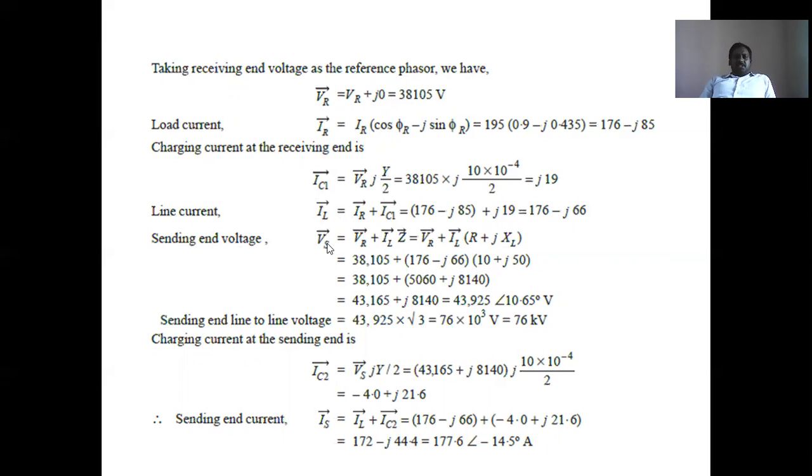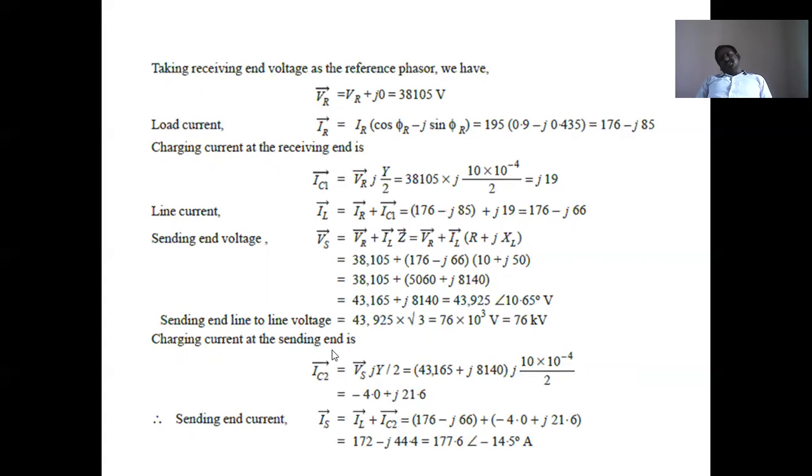So then the sending end voltage Vs bar is equal to VR bar plus IL Z bar, receiving end voltage plus drop, from the phasor diagram. So then substituting here it is like that. This is phase voltage, but we require the sending end line to line voltage. This is multiplied with √3, phase value multiplied with √3. This is the line to line value.